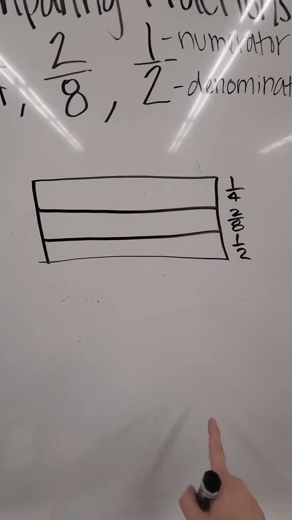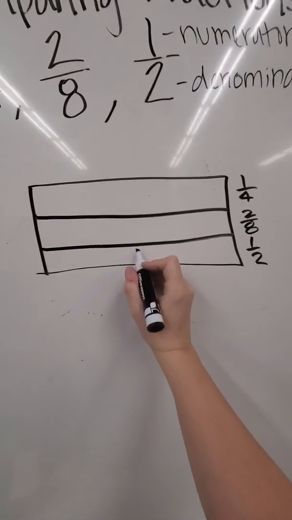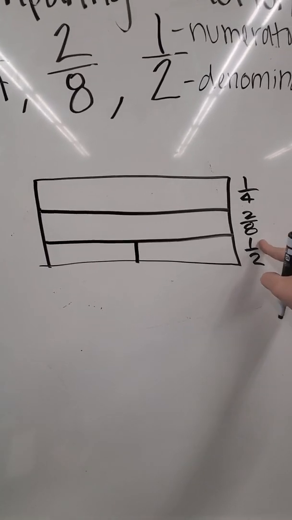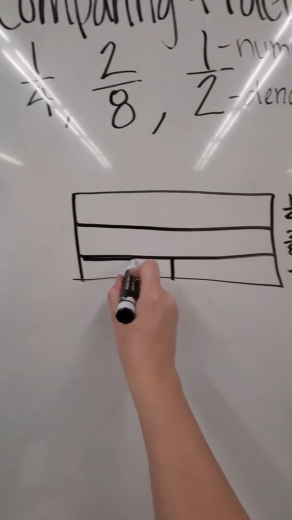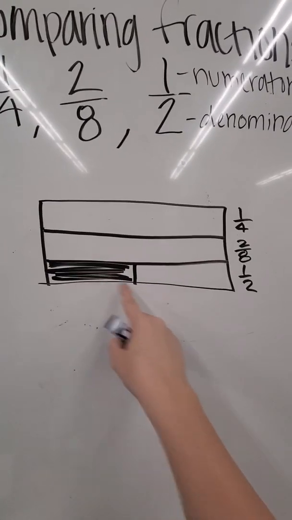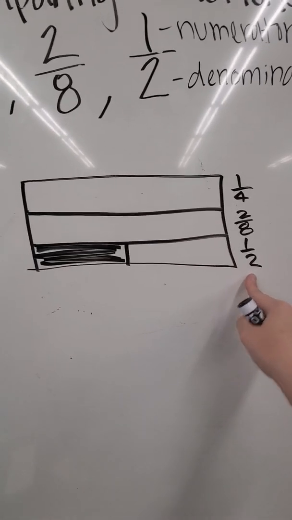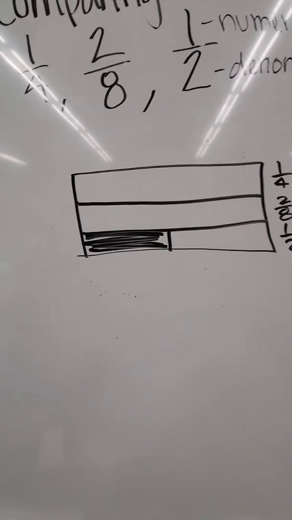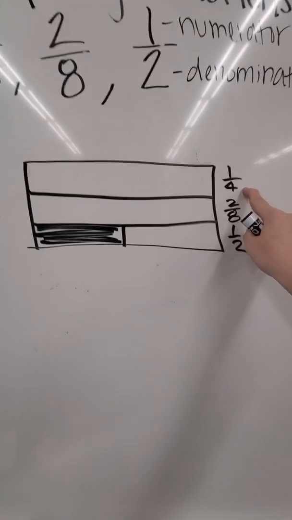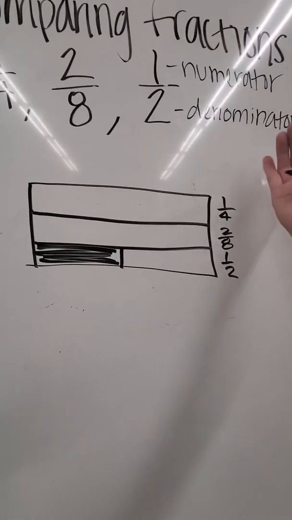So the easiest one to start with is the half, because everybody knows that half is just straight down the middle. And my numerator is 1, so I'm going to shade in 1 piece out of the 2 pieces total. So my denominator is 2. I've got 2 pieces total, and only one of them is shaded in. Now I've got fourths. I'm going to go to that one next just because I'm going to start with my lowest denominator and work my way up.